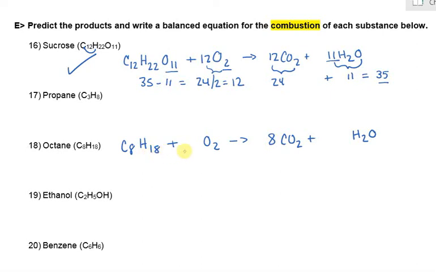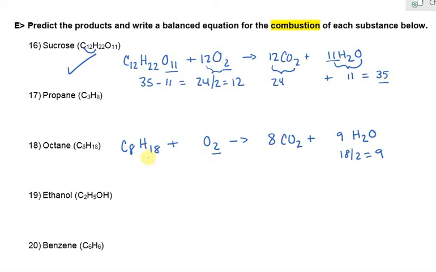I have 18 hydrogen on the left, divided by 2 hydrogen per water. That's going to give me a coefficient of 9 for the water. Now, that's going to give me a problem because now I have an odd number of oxygen on the right, and I only have O2 on the left, so I know that my oxygens have to be even on both sides. So I need to do something with this 9.